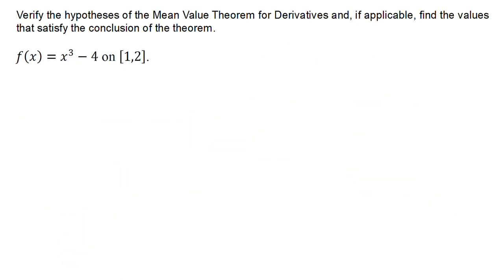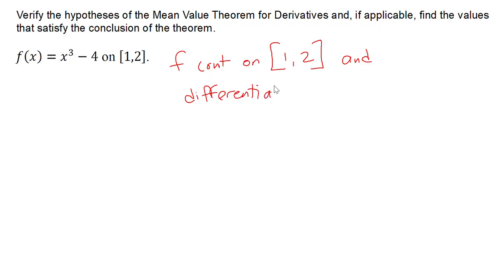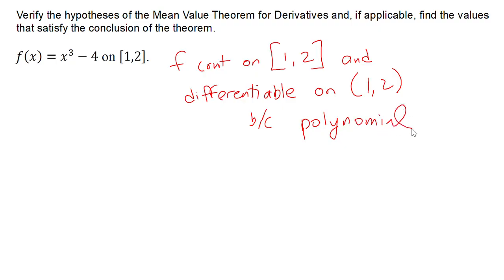So for this next one, we should be able to immediately state that f is continuous on the closed interval from 1 to 2 and differentiable on the open interval from 1 to 2 because it is a polynomial, right? x cubed minus 4 is still a polynomial, so that reasoning should still apply. We do need to figure out then what f of 2 is and what f of 1 is, and also what f prime of x is.